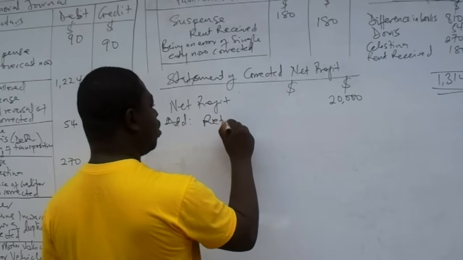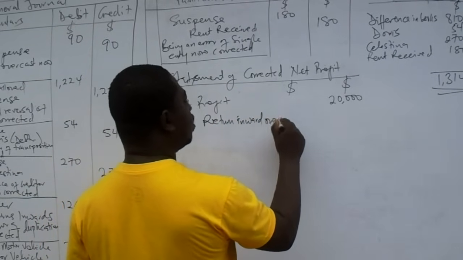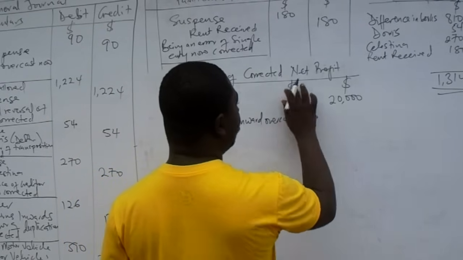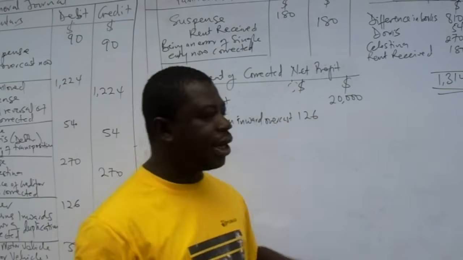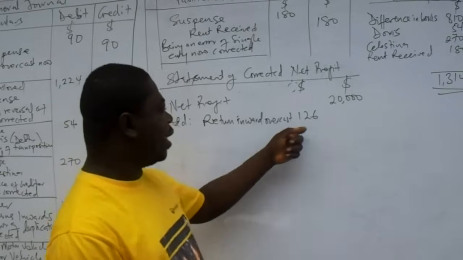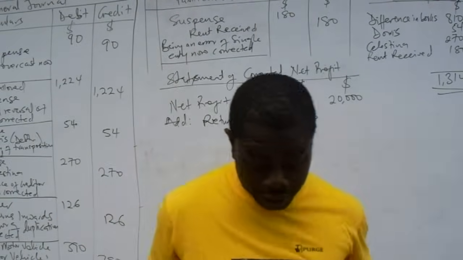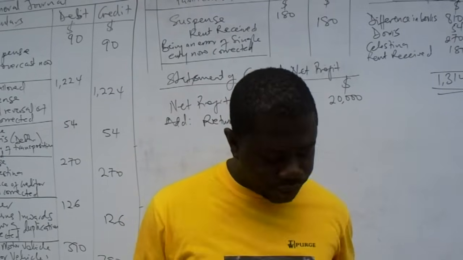And so we will add returns inward overcast, which is 126. Let me put that here, 126, so that when I finish, I'll sum them up. And so we are adding back returns inwards overcast. That is the effect. Okay. Then we move to the next error.